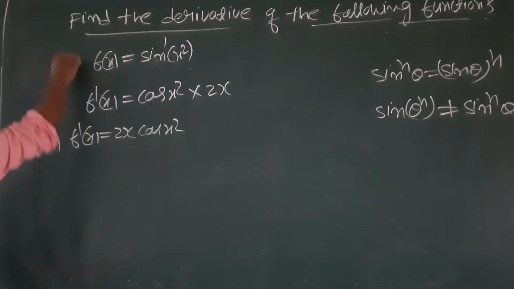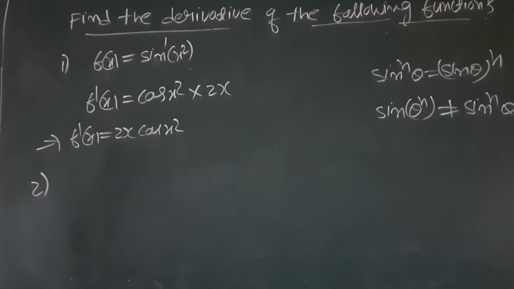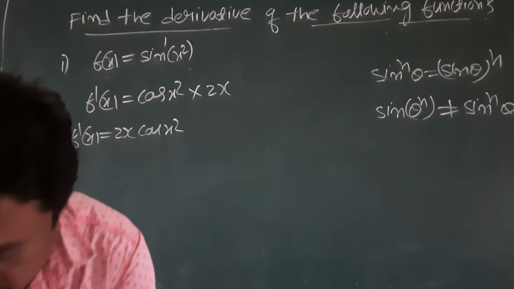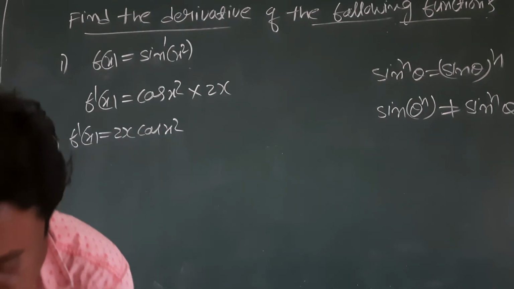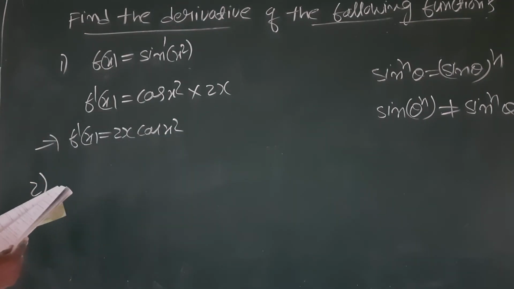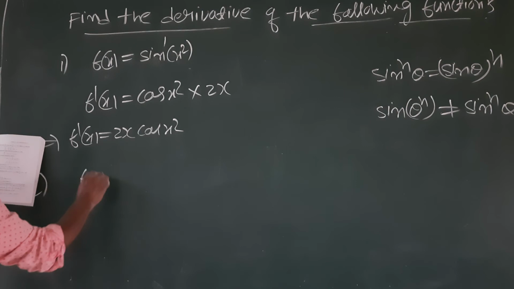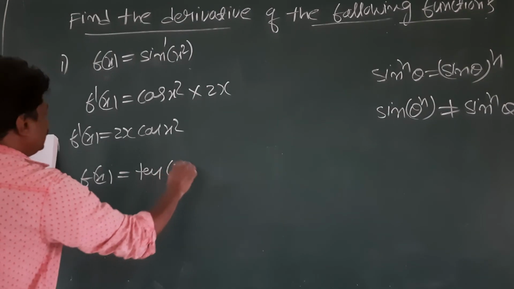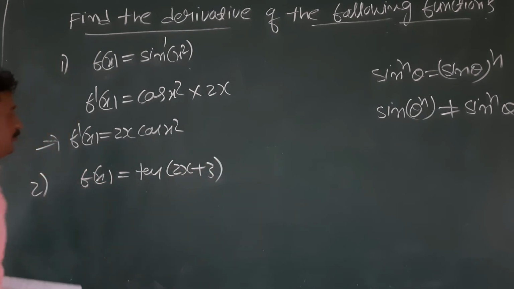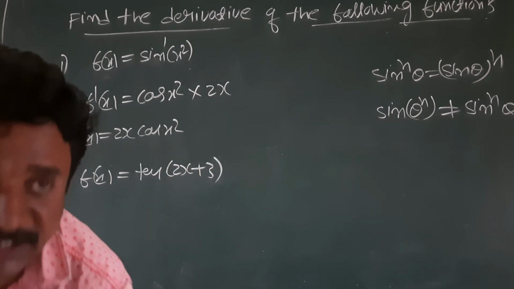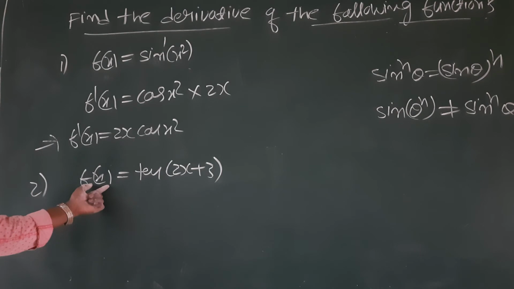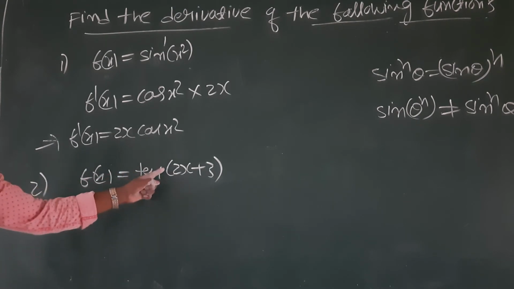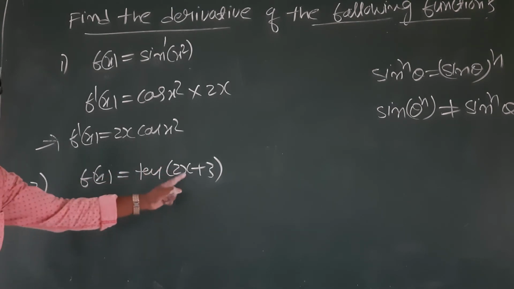That's all. So let us solve one more question, students. f(x) is equal to tan 2x plus 3. Here again we don't have a power. We have base and angle.